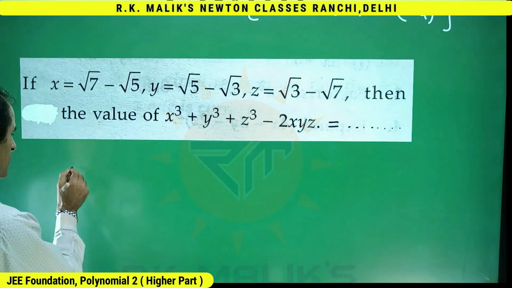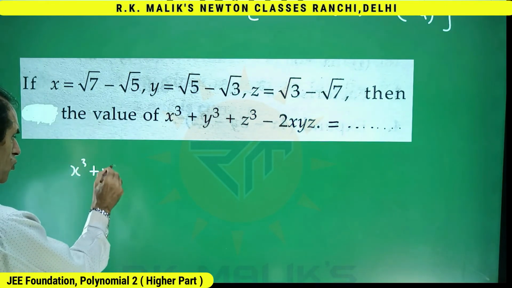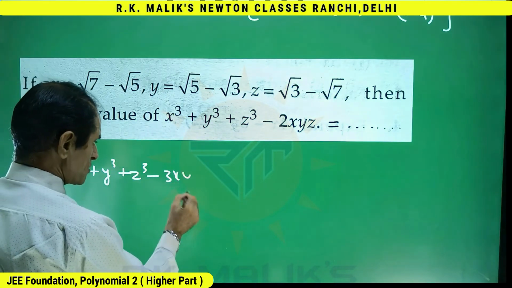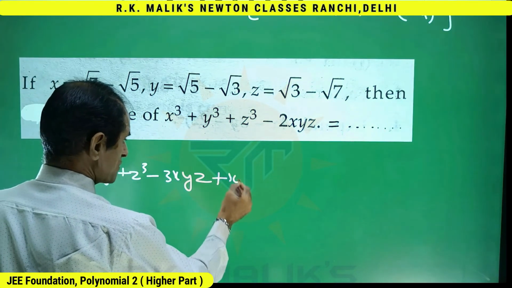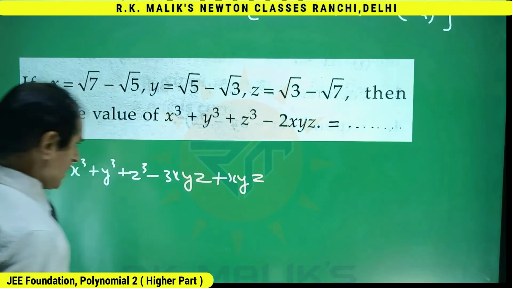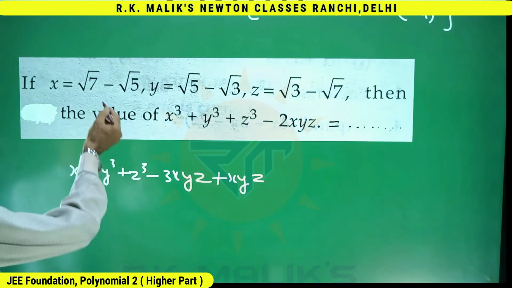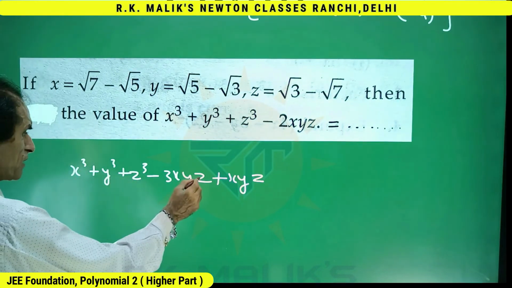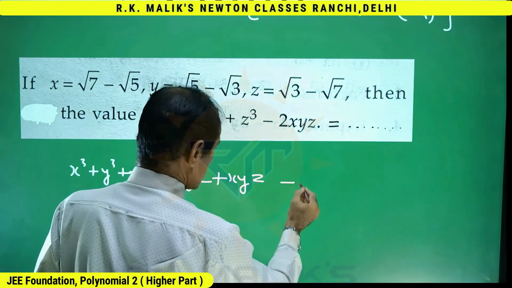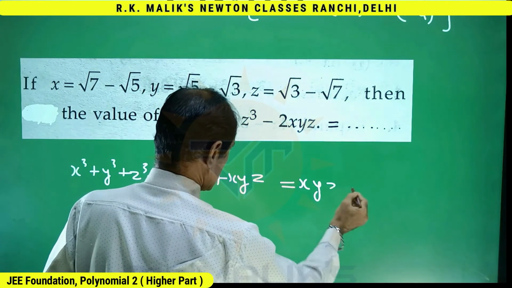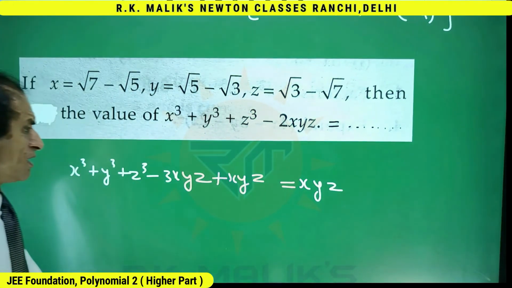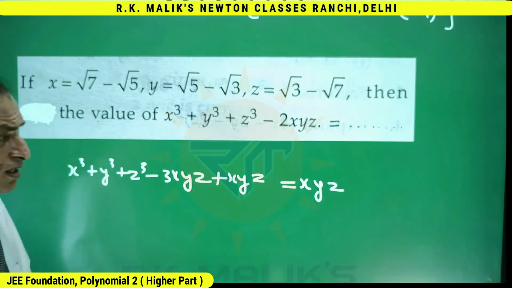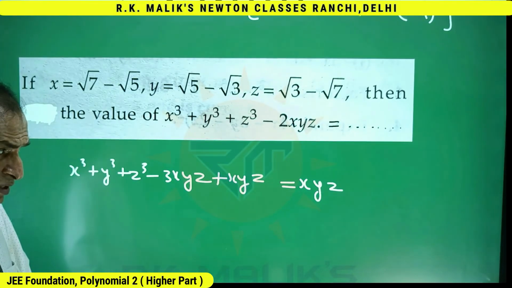Hence, I get x cube plus y cube plus z cube minus 3xyz plus xyz. And because it is clear that x plus y plus z is 0, this part becomes 0 and we get the answer as xyz. Just put the values of x, y, z and get the answer.